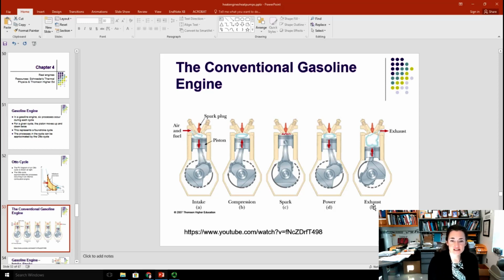If you'd like to see this in action, I have a link down here to another YouTube video which shows you what's happening in an animation inside the engine. I'm just going to go through it step by step and talk about the theory.